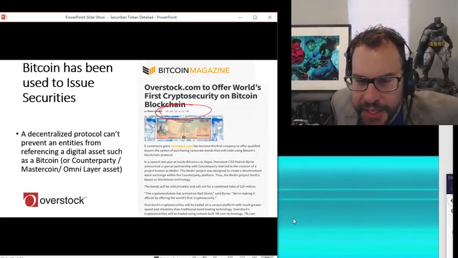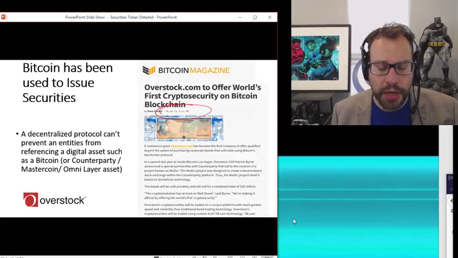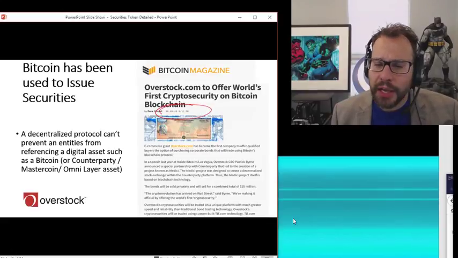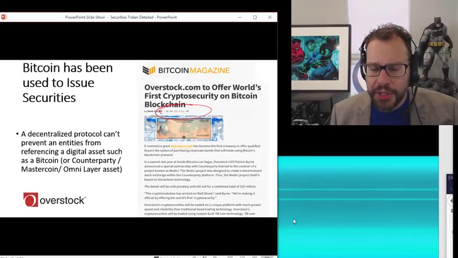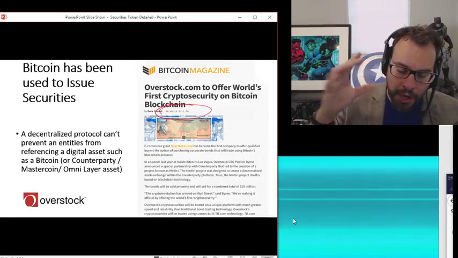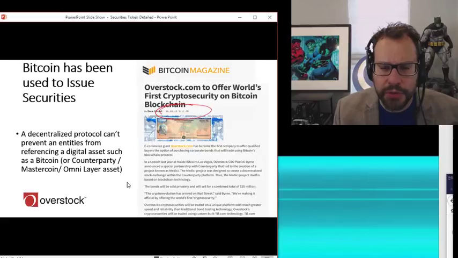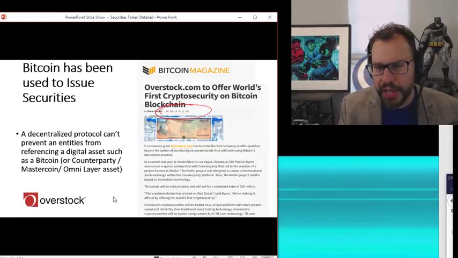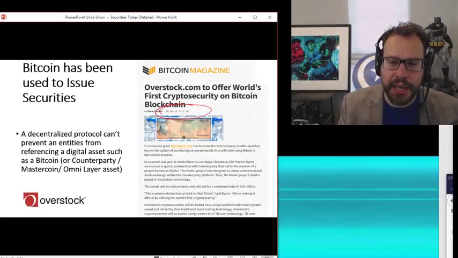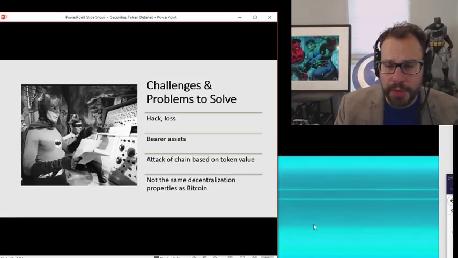In 2015, Overstock announced that it would issue a real security using Counterparty, which enables Bitcoin to take on a property that is sort of like an ERC-20 token, a token that can trade on Bitcoin using the Bitcoin layer. That is very interesting. It was the first crypto security to be done on the Bitcoin blockchain.